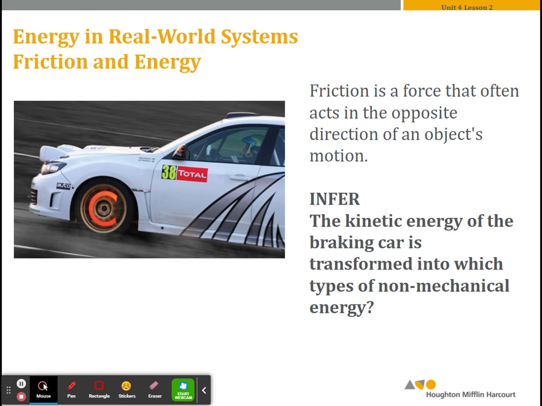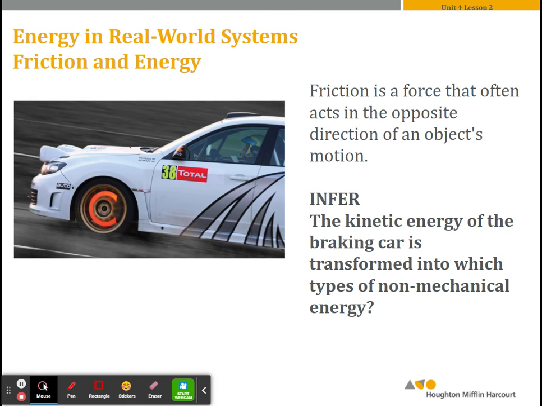Also, the harder two objects press together, the greater the friction. We know this as normal force. Okay, if something is resting on a surface, the more force that surface is exerting back up on it, the greater the force of friction is going to be.